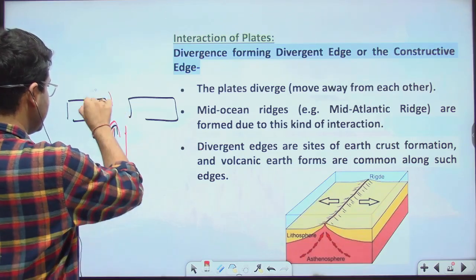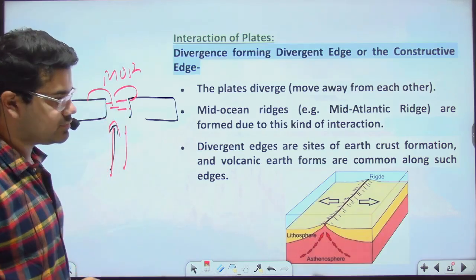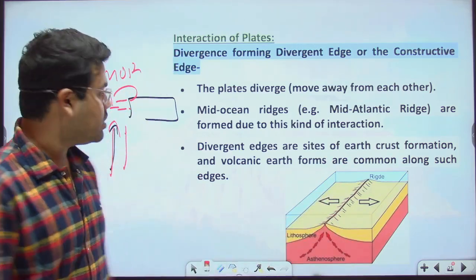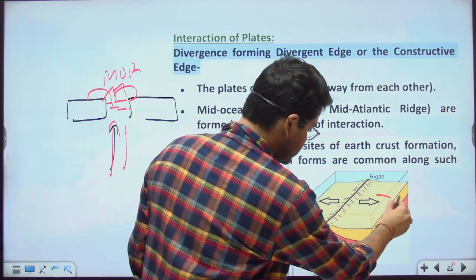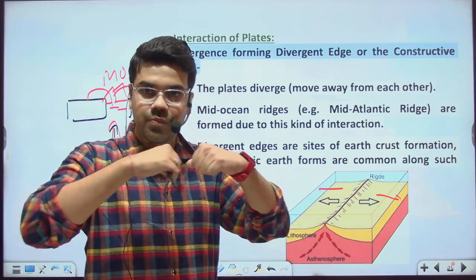The plates are diverging and mid-oceanic ridges are formed. New crust is being formed here. Okay. So it leads to silent volcanism. Here what we see, ridges are formed. As you can see, the plates are diverging. Because of the convection current theory, the plates are diverging and the plates are breaking away.